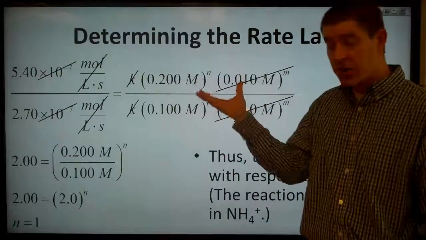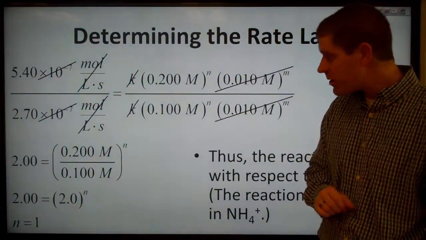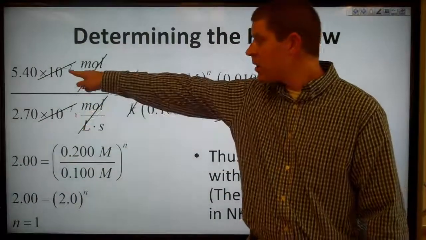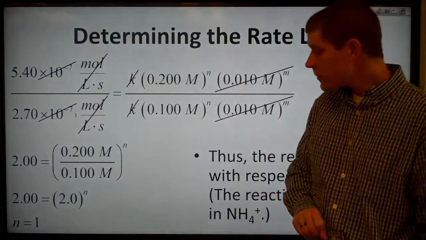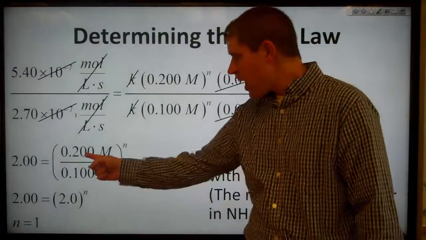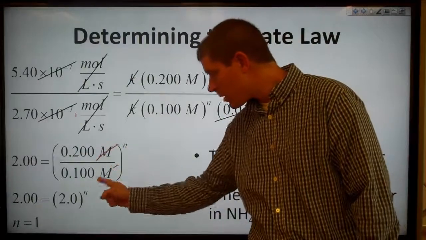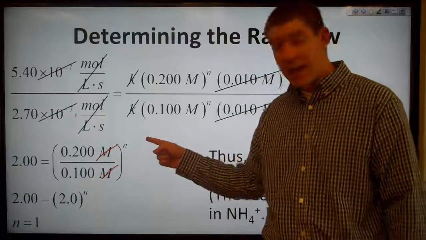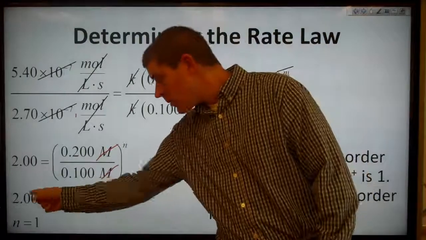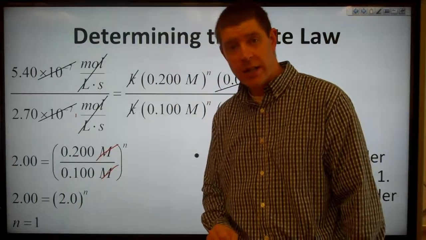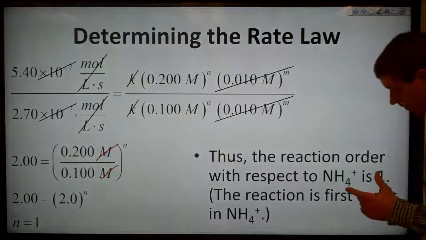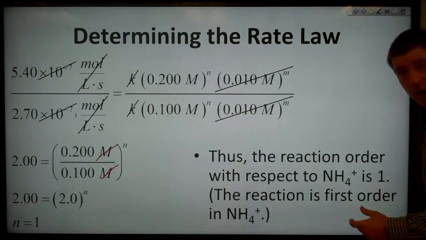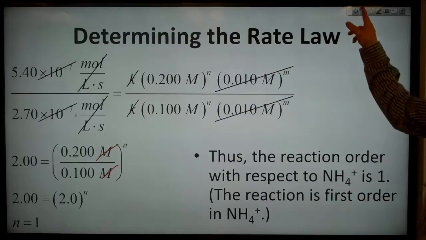In this case, I've actually plugged in the concentrations in the correct places. And so now I have 2.00, because again, we've doubled our rate from 2.7 to 5.4 times 10 to the minus 7 molar per second. And then here our molar cancels. And this fraction has a value of 2. It's still raised to the nth power. And now the only way that we can have 2 equal to 2 to the n is if n is equal to 1. So again, our reaction order with respect to ammonium is 1. And so we say that the reaction is first order with respect to ammonium.